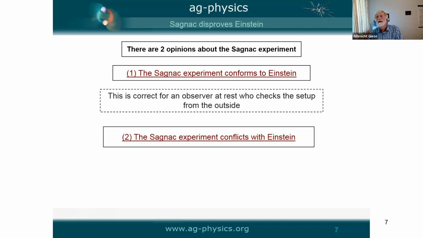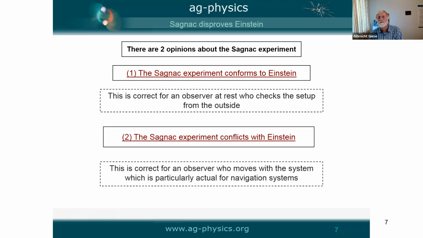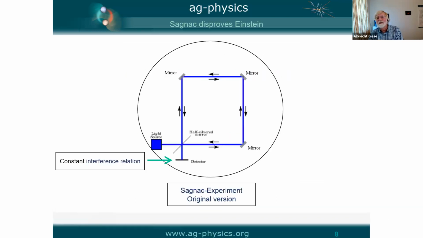He looks at the Sagnac setup from above and sees what happens there. That is all in conformity with Einstein. The other opinion, that it does not fit, is correct for an observer who moves with the system, which is particularly relevant for navigation systems. I had to do with such navigation systems, and so I was brought to use this again as an argument pro or contra the conformity to Einstein.